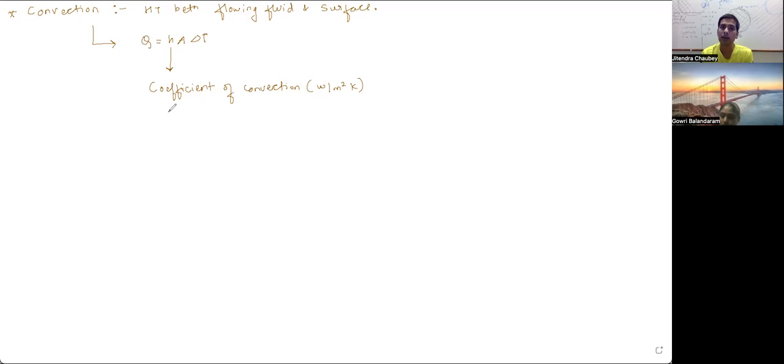This chapter is all about finding the value of h. Because otherwise there is nothing else. Convection is mostly all about finding the value of h. In this chapter, we are going to study two types of convection. Firstly, forced convection, and second, natural convection.